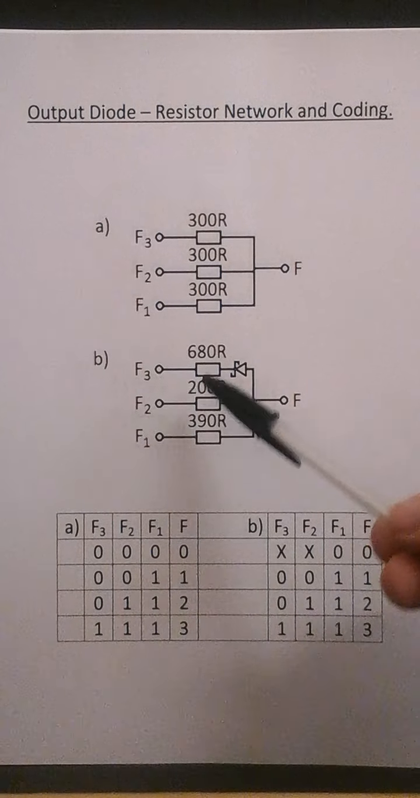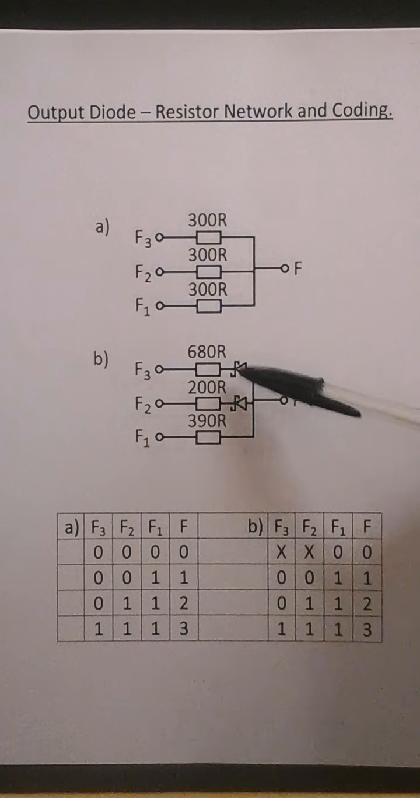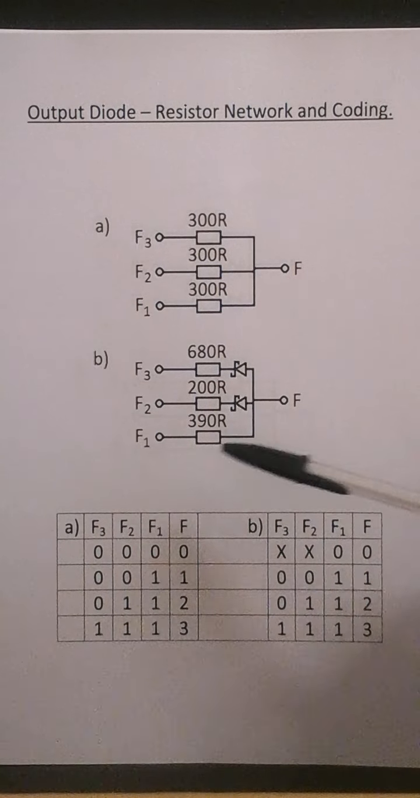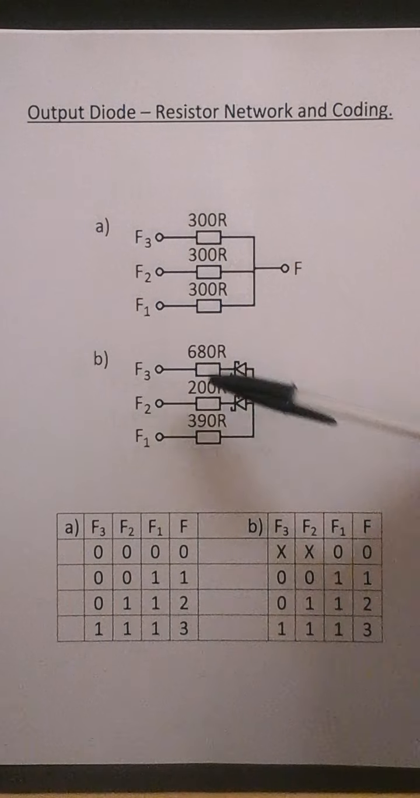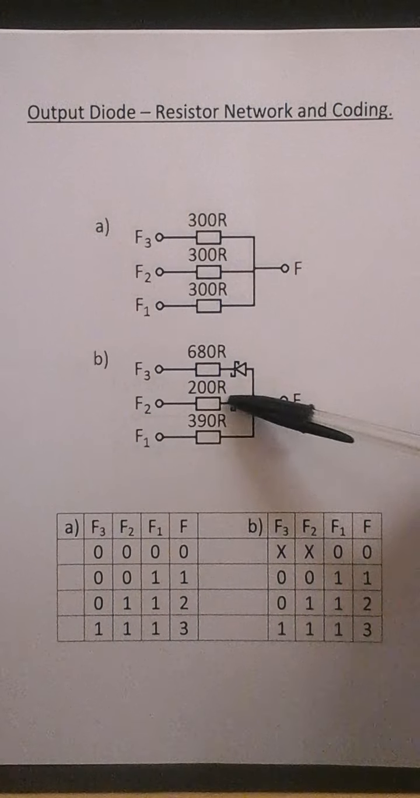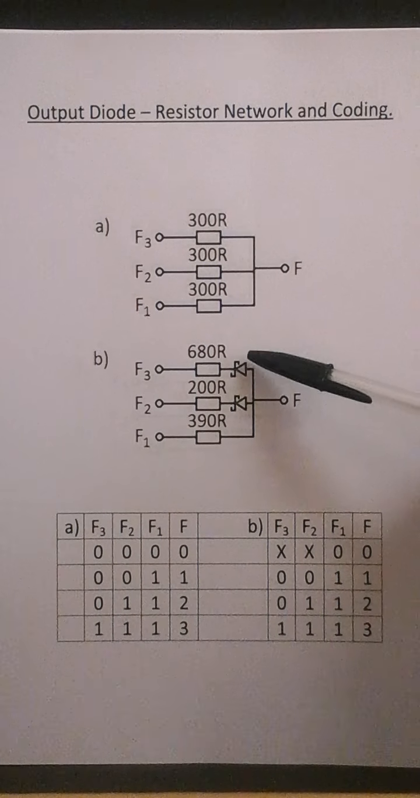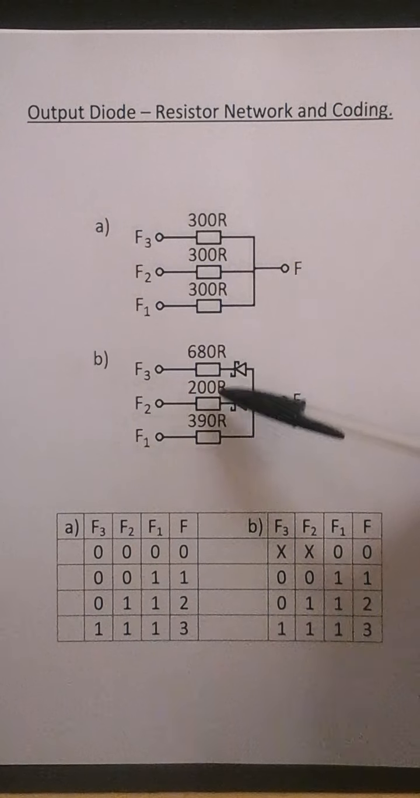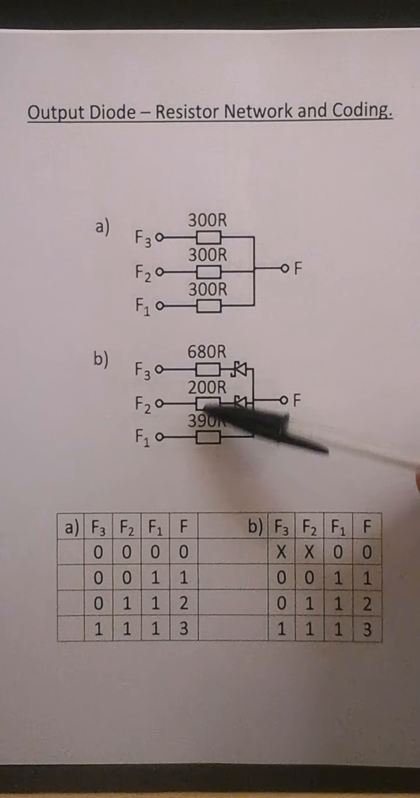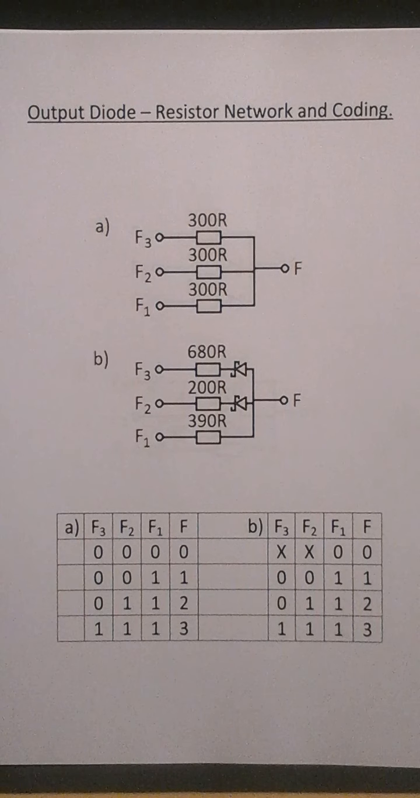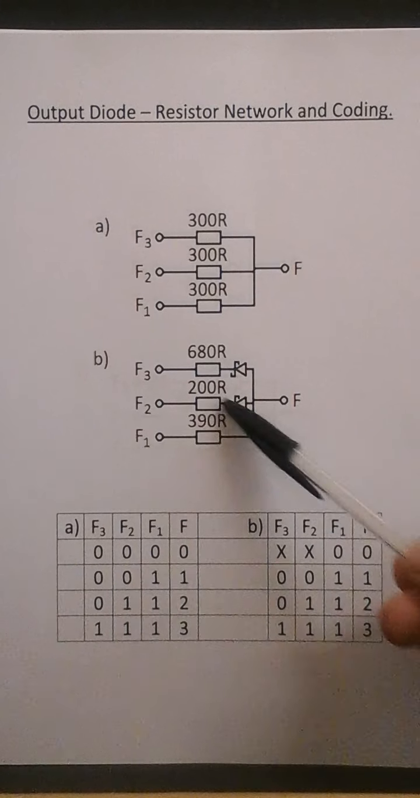So for diode resistor network B, I'm using diodes in series with resistors. This would normally be 2R, 4R and 6R, but because I'm using Schottky diodes, I have to take into account the voltage drop. So that is why these resistors are slightly altered in value. So this is a 680 ohm resistor, this is a 200 ohm resistor, and this is a 390 ohm resistor.